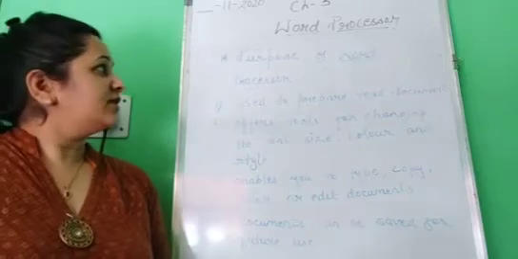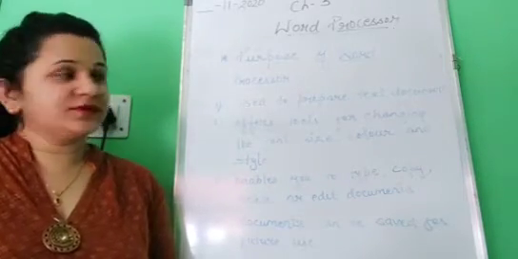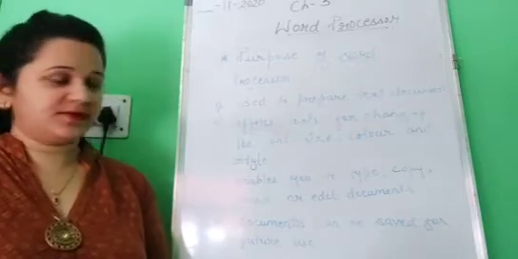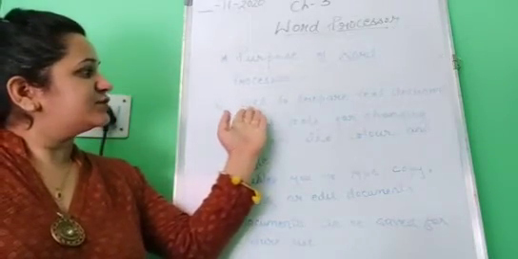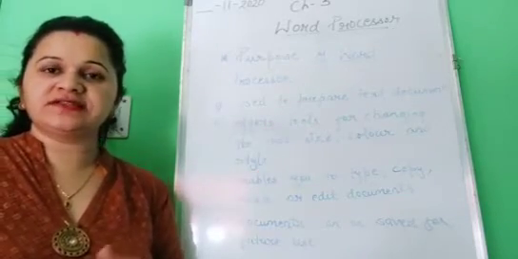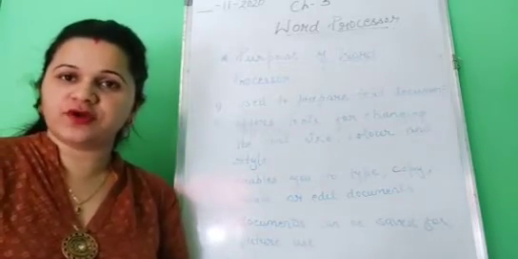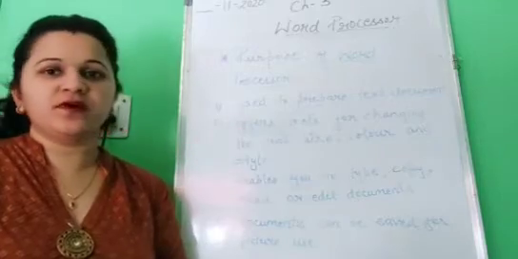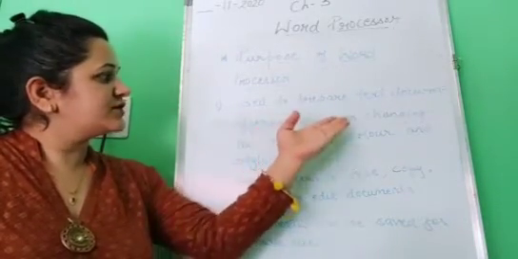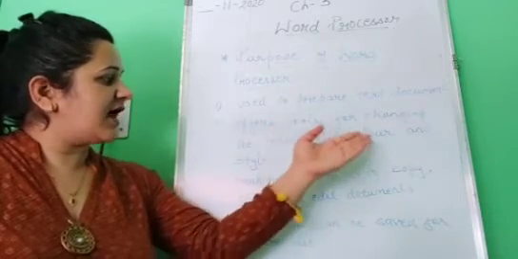Okay children, so now let us discuss the different purposes, or you can say features, of word processor. The first one is it is used to prepare text documents. As I've told you earlier, you can type any letter, any report on your computer with the help of a word processor. Next, it offers tools for changing the font size, color and style.